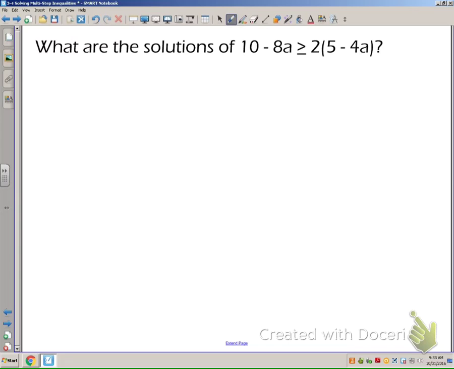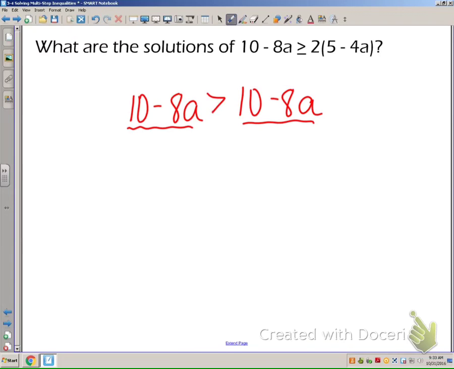Okay, when you try this one, this is a little bit tricky. You have 10 minus 8a is greater than or equal to, when I distribute, 10 minus 8a. If you think back to inequalities, look, these are the exact same thing on both sides. Or you think back to equations, what did we say was our solution if it's the same on both sides?